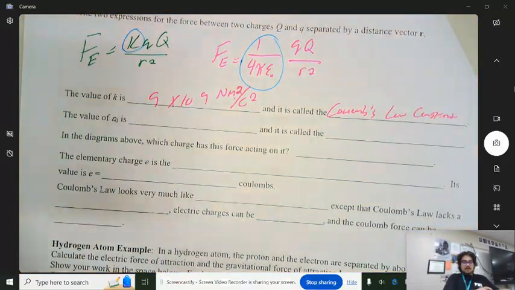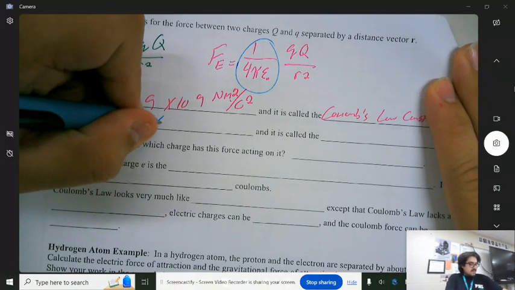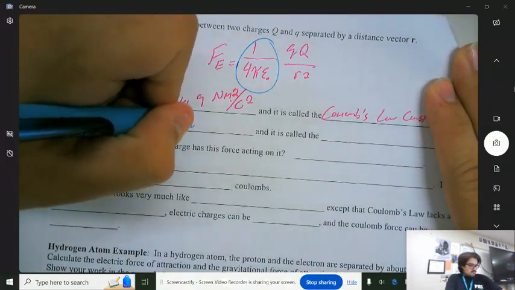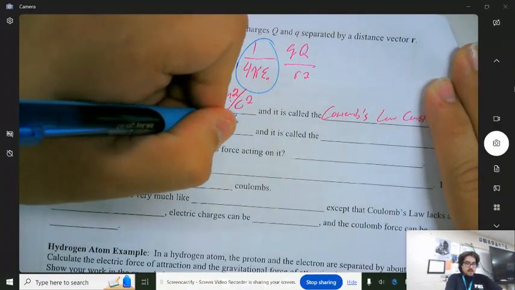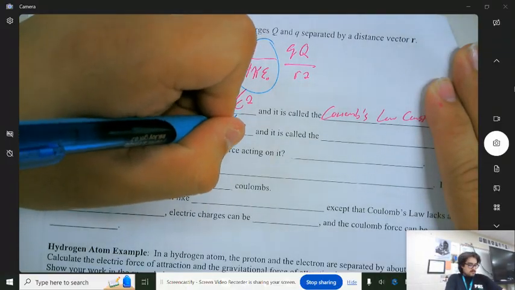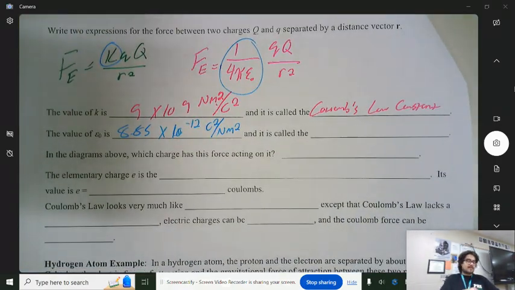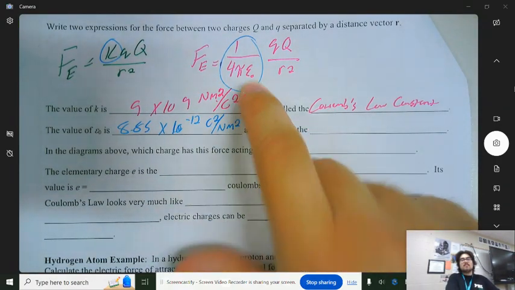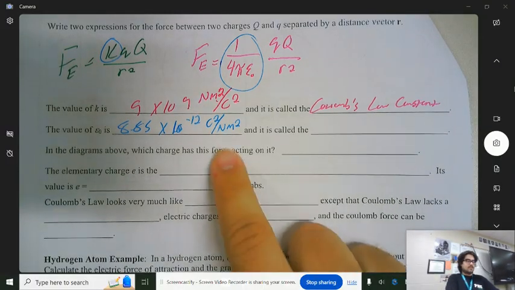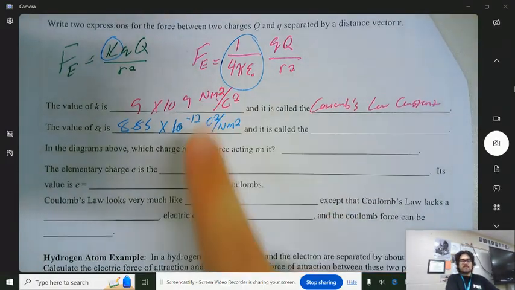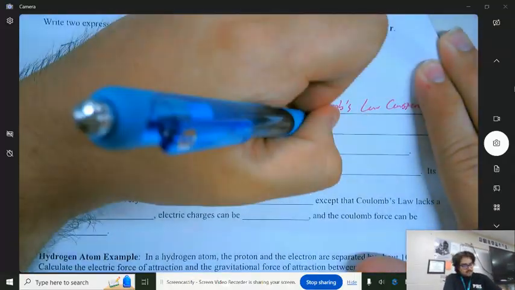The value of epsilon naught, we just talked about, is 8.85 times 10 to the negative 12th coulombs squared per newtons times meters squared. You notice that the units are flipped relative to K, and that makes sense because 4 pi doesn't have units, but epsilon naught does, and if you put it in the denominator, it flips to give you this. It is called the permittivity of free space.